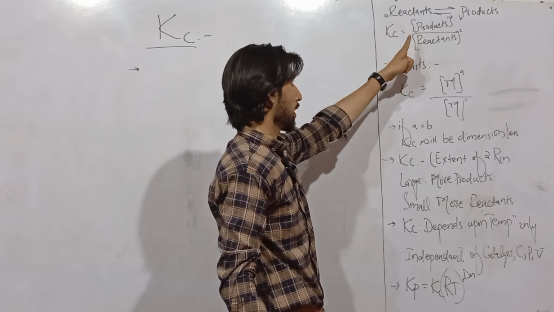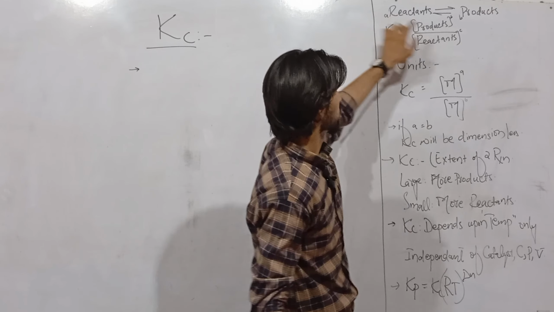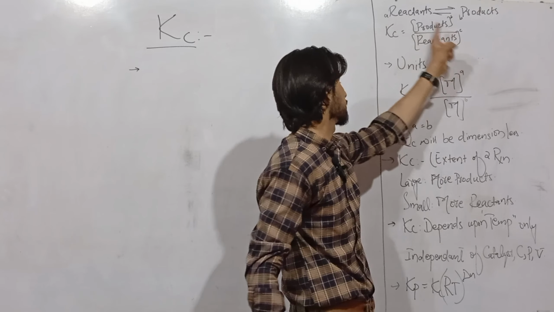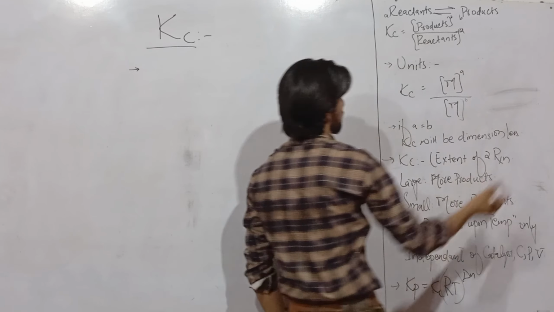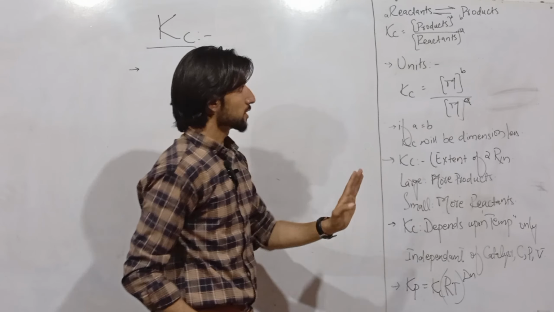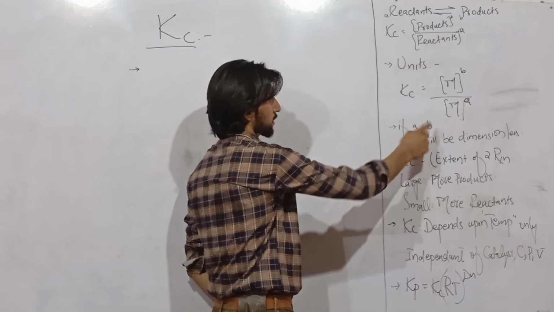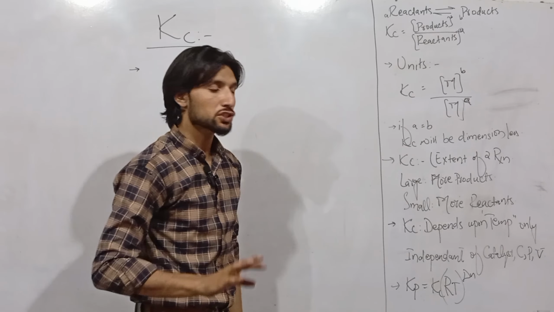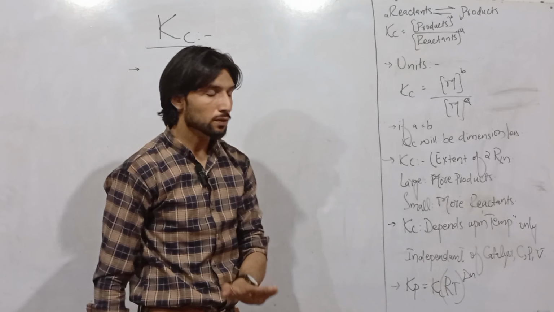So products go up and reactants down, each to the power of its respective coefficient. So the coefficient of the products goes in its power and the coefficient of reactants in its power. And here the unit of Kc changes with respect to the number of moles of reactants and products. If the number of moles of reactants and products are equal, the Kc will be dimensionless.